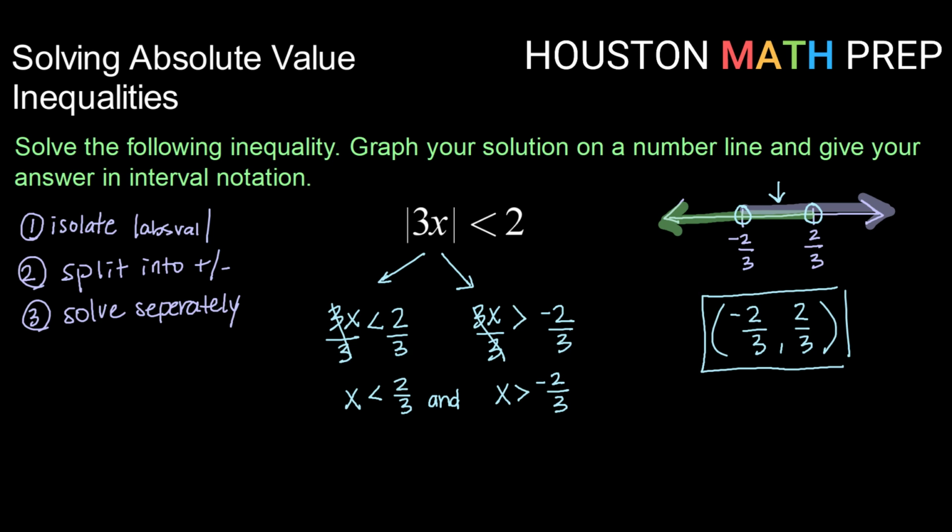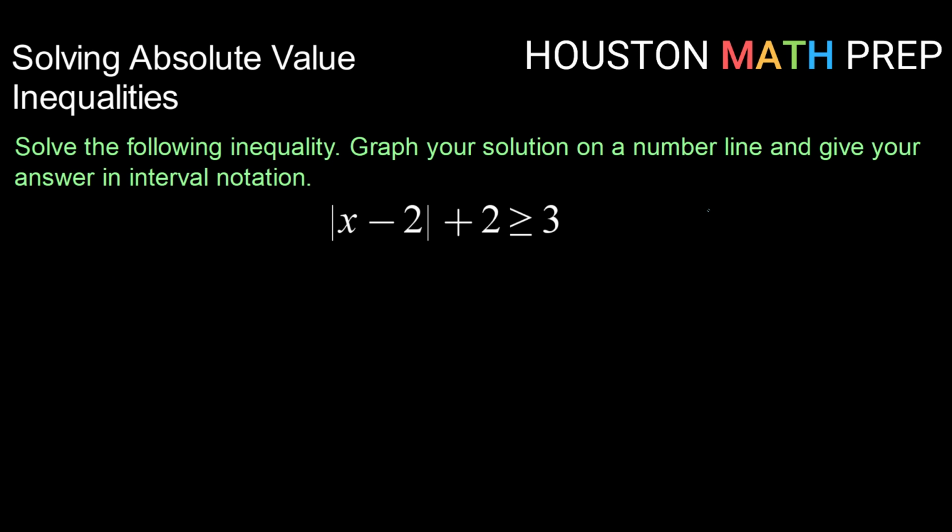Okay, let's look at another example. Here's our next example. Absolute value of x minus 2 plus 2 is greater than or equal to 3. So in this case, our absolute value is not currently isolated. So we'll start by subtracting 2 from both sides to make the absolute value of x minus 2 alone on one side of the inequality. So we get absolute value of x minus 2 is greater than or equal to 1.